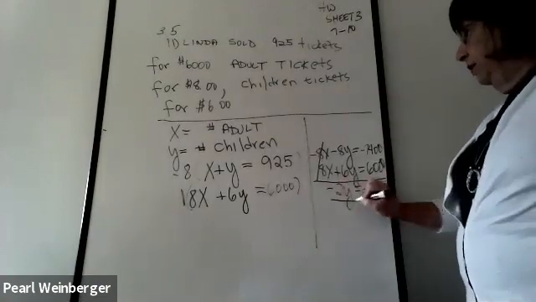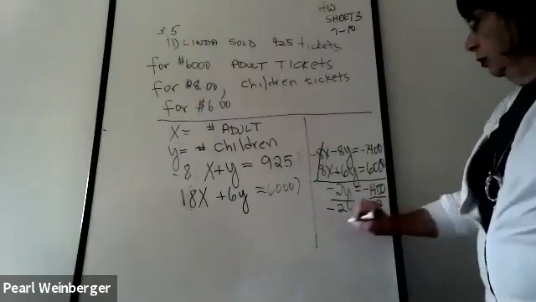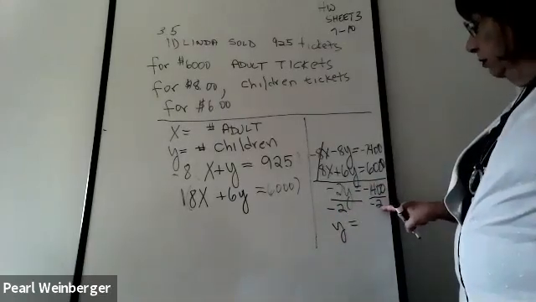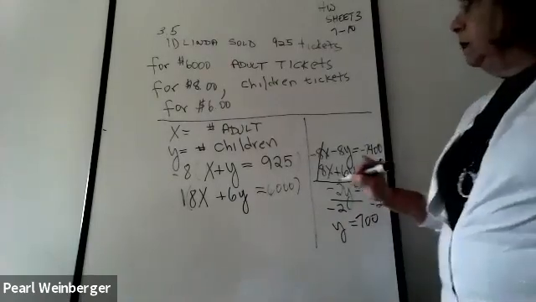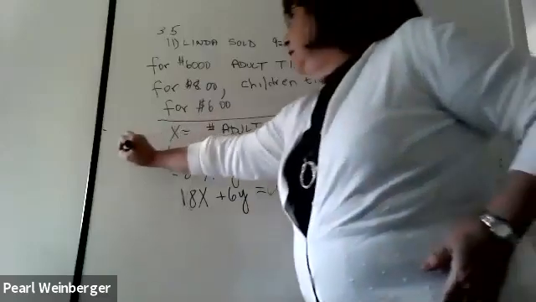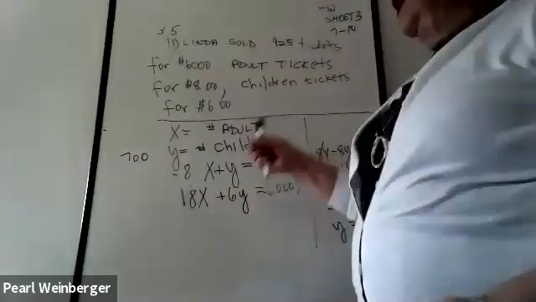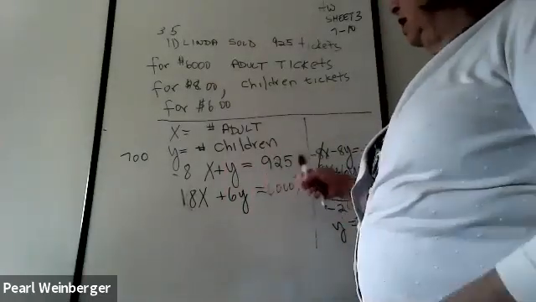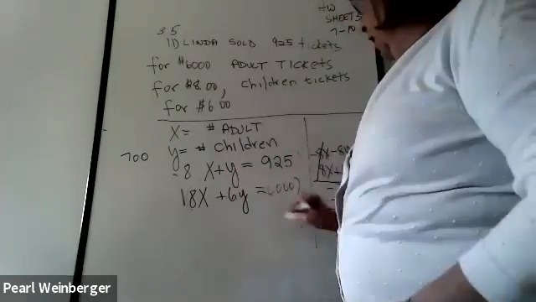And I'm going to divide both sides by negative 2. So that gives me that y is equal to negative 1,400 divided by negative 2, which is positive 700. So the first thing I found is that y is equal to 700. That means she sold 700 children's tickets. How many adult tickets did she sell? Well, I'm going to go back over here.